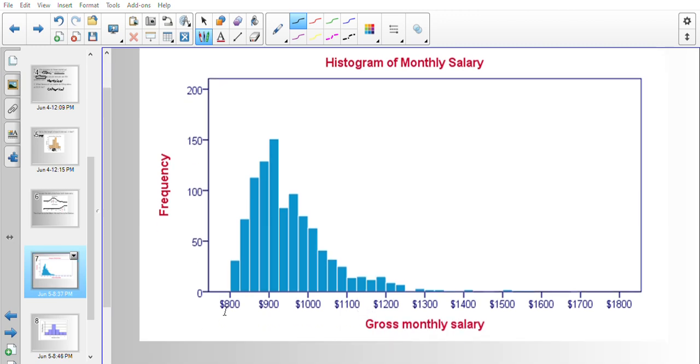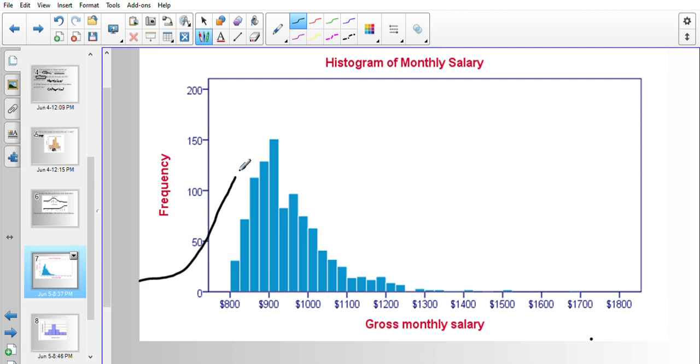So here's a histogram of the gross monthly salaries for part-time lifeguards. And what do you notice about this data? Okay. Well, pause it and think about this for a second. Think about maybe first, what's the shape of this data? Is it symmetrical? Is it skewed right? Or is it skewed left? Pause the video and think about that for a second.